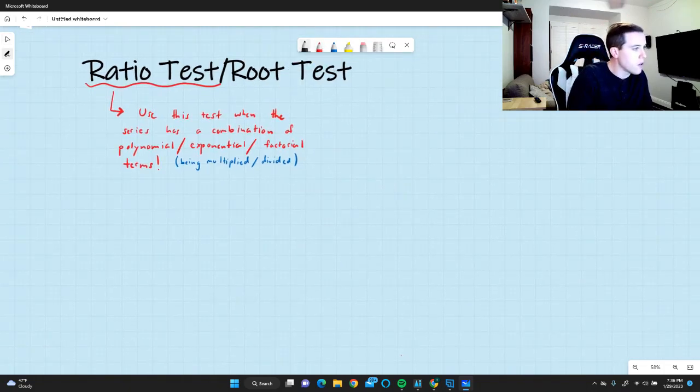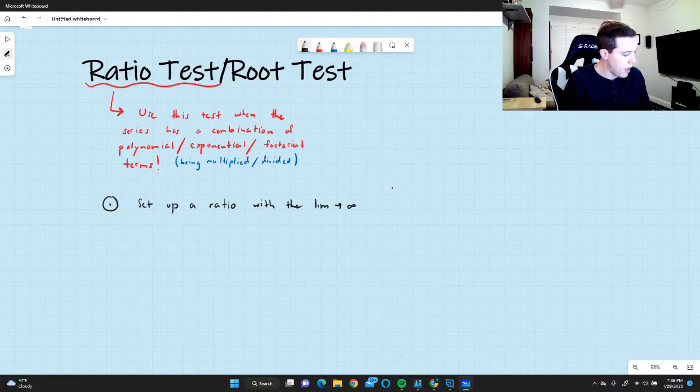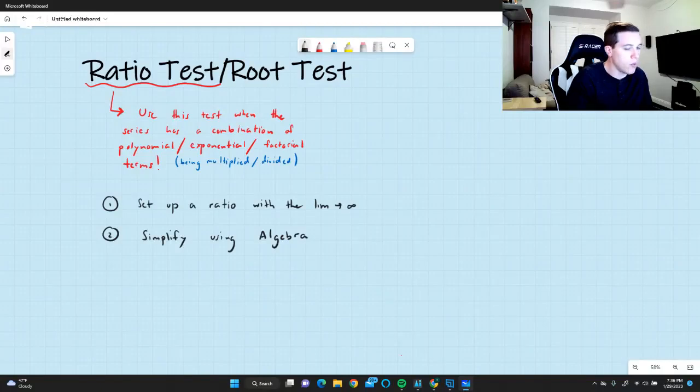So the first thing you always do, we will set up a ratio, and I will show you how to do this in a second. We will set up a ratio with a limit approaching infinity. And then we will do a second step: simplify using algebraic techniques. There's a lot of ways to do that, which we'll get into. We'll have to either use exponent rules or some factorial rules. And then you'll get all the way down to an answer.